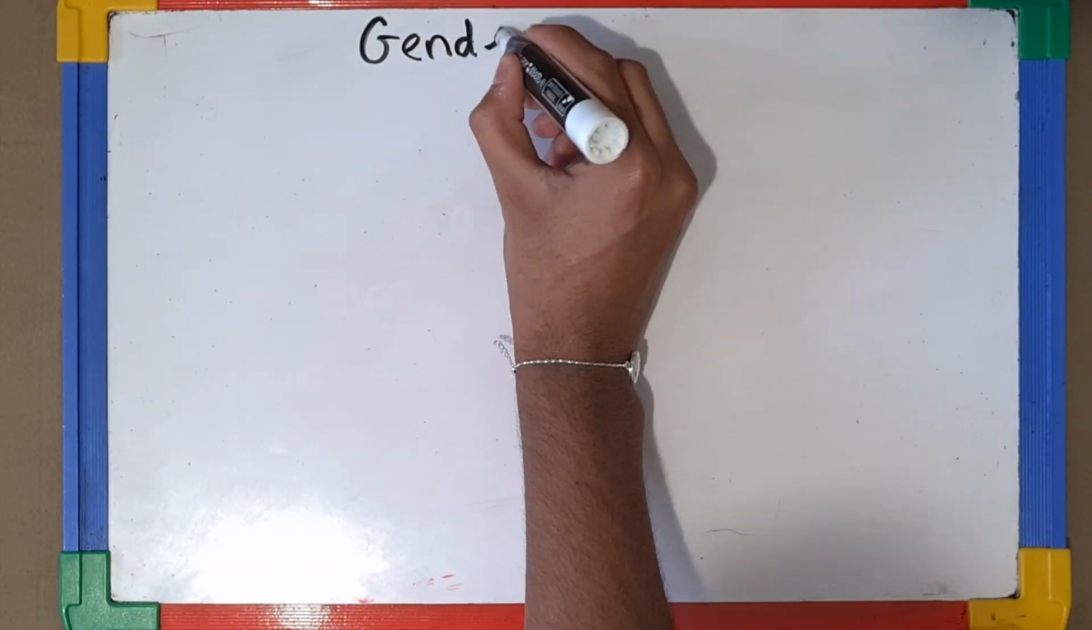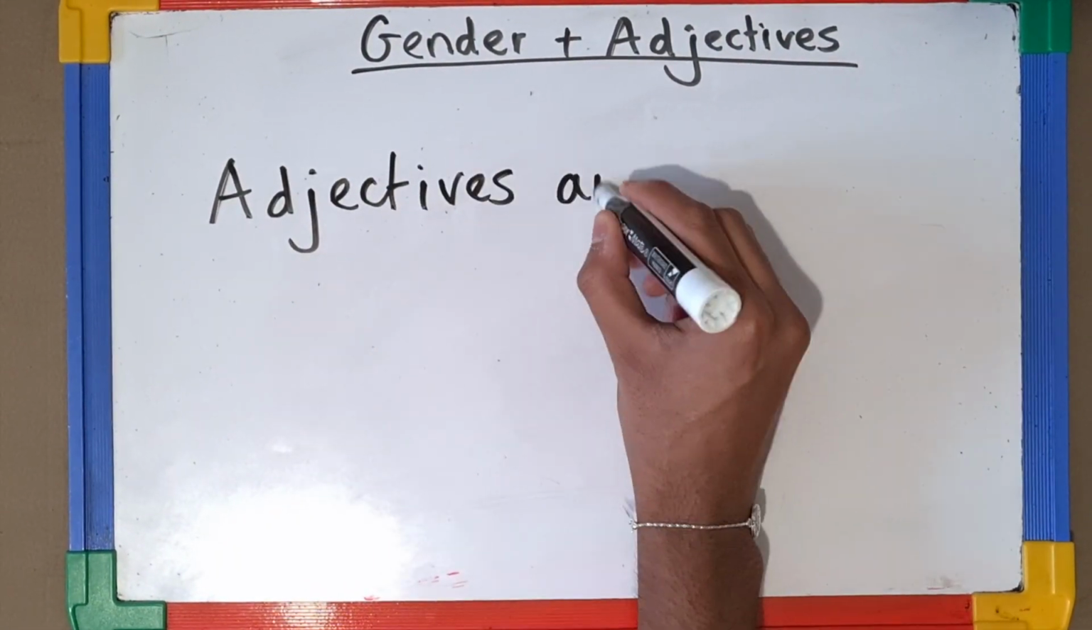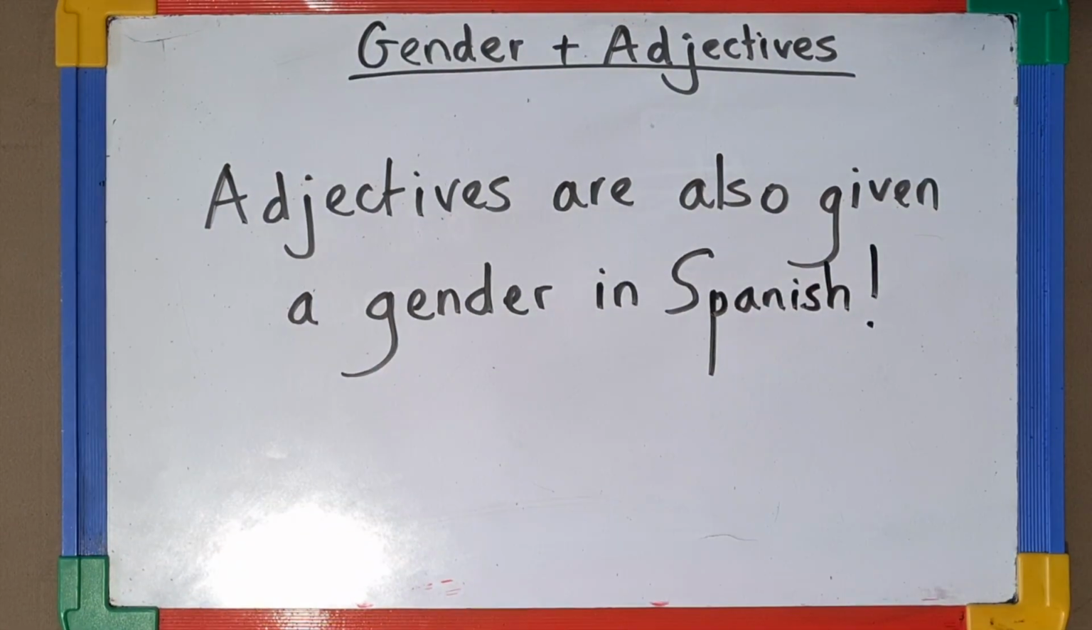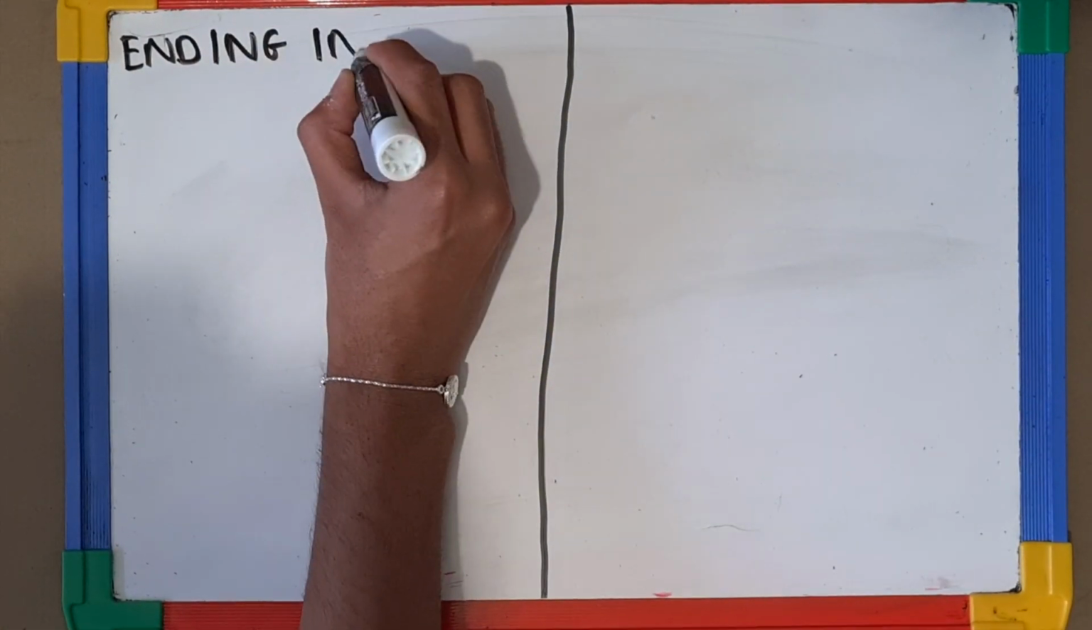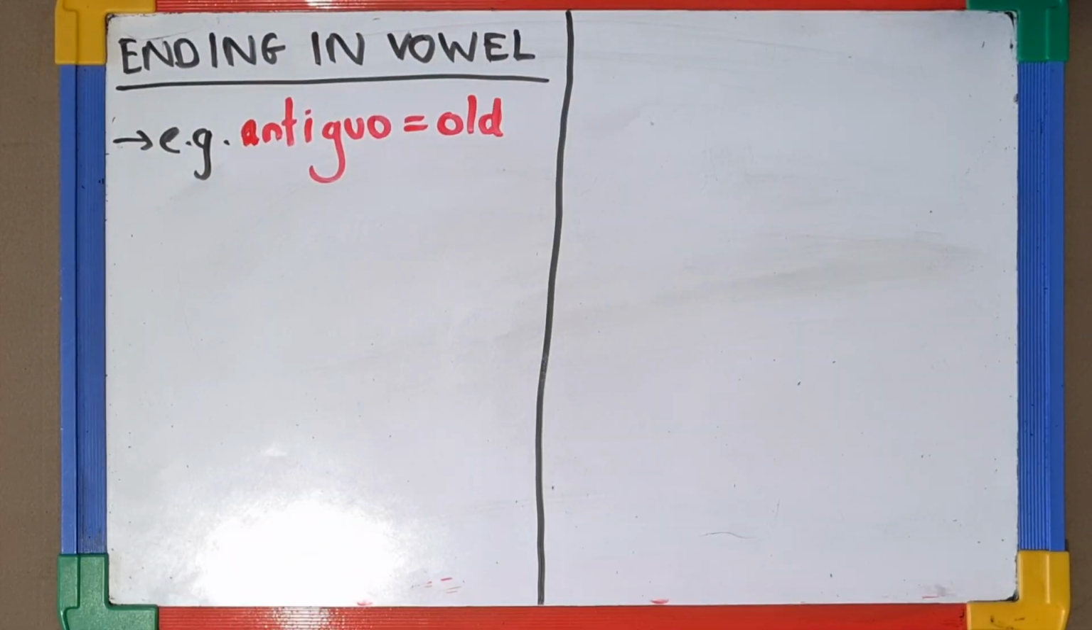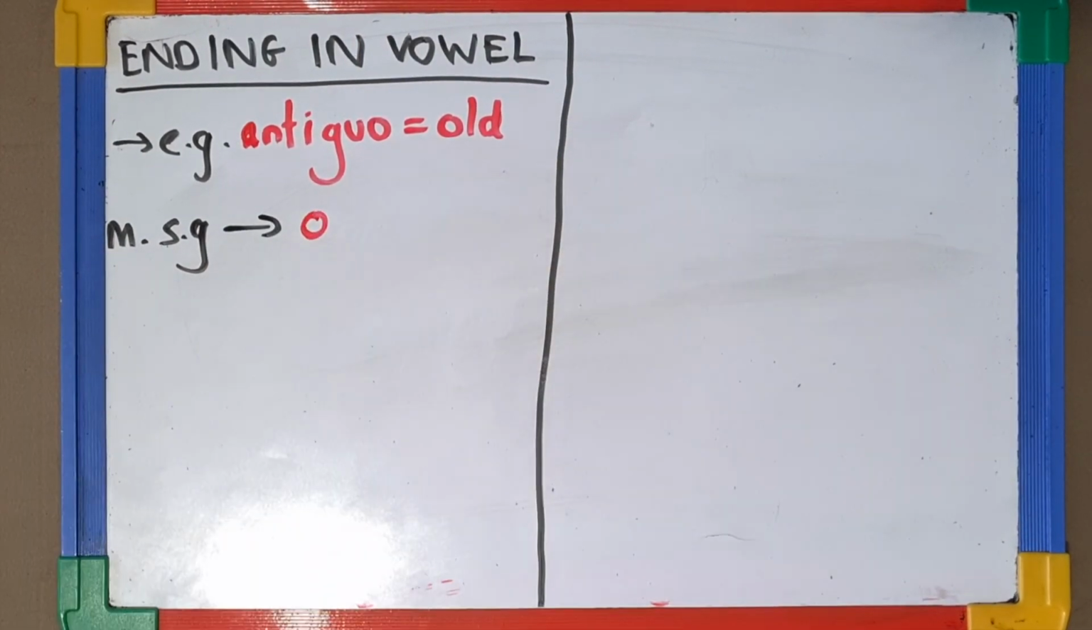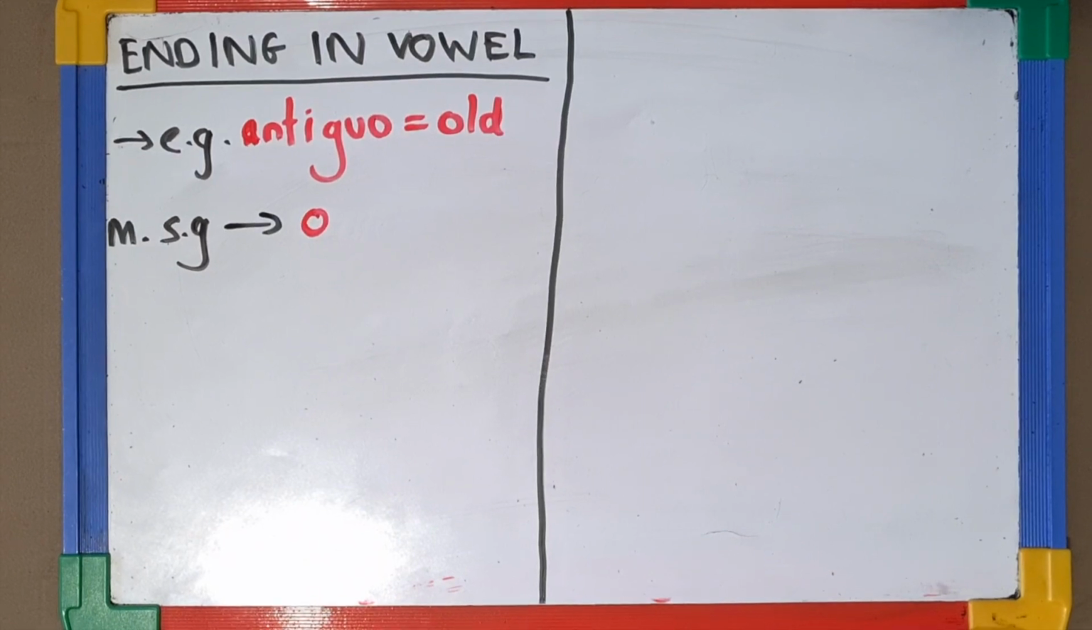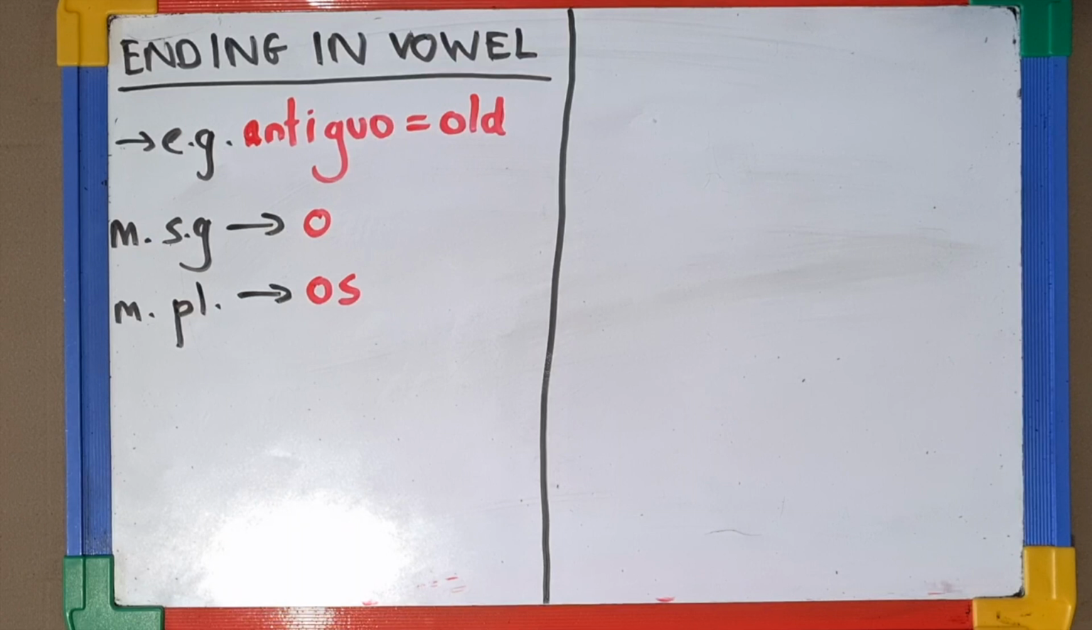Now let's talk about gender with adjectives. Adjectives are also assigned genders in Spanish, corresponding to the gender of the noun they are describing. Let's look at some examples. Some adjectives end in a vowel. For example, antiguo, the Spanish word for old. If this adjective is describing a masculine singular noun, it should end in o, i.e. antiguo. If this adjective is describing a masculine plural noun, it should end in os, i.e. antiguos.